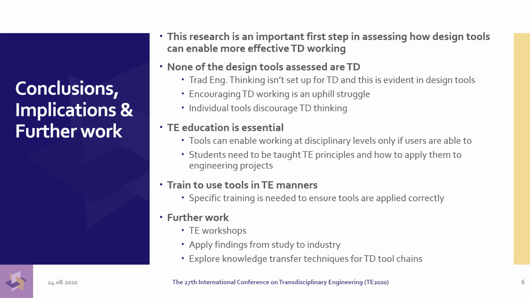Second stream of further work is to use the initial findings from the study and apply them to industry. The aim of this is to explore the way in which tools and tool chains are used in industrial processes to identify whether these can be considered transdisciplinary. Third, we will look into exploring knowledge transfer techniques so we can try enabling the transfer of design rationale across design tools.